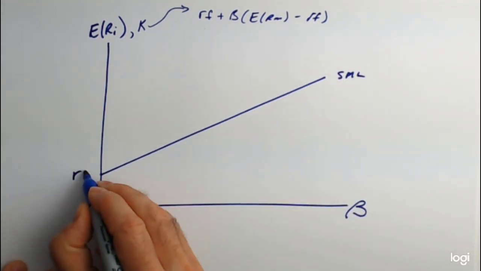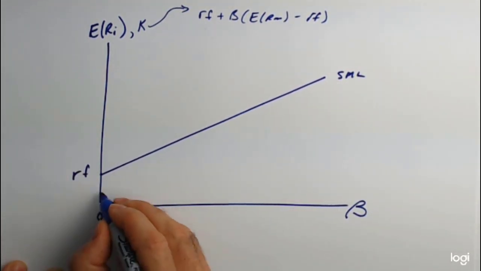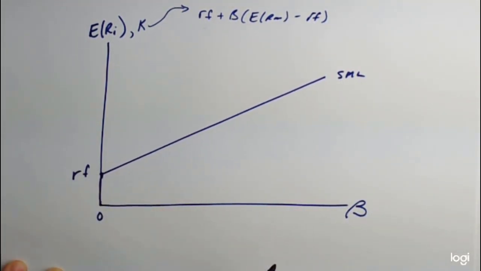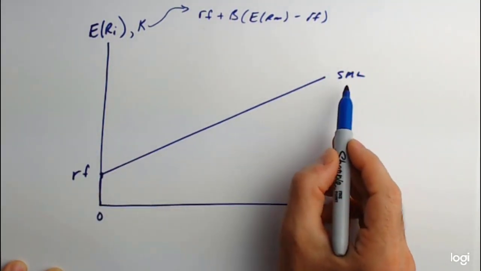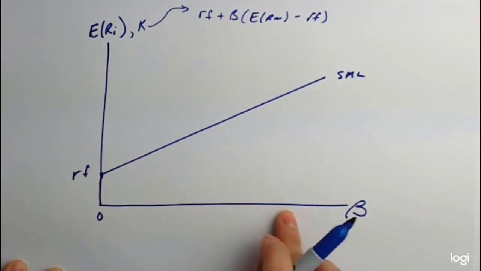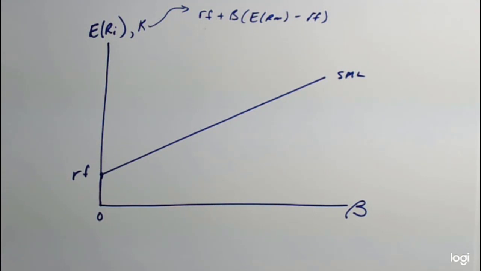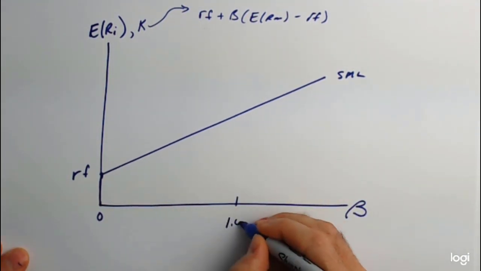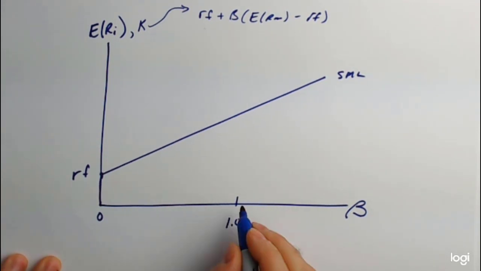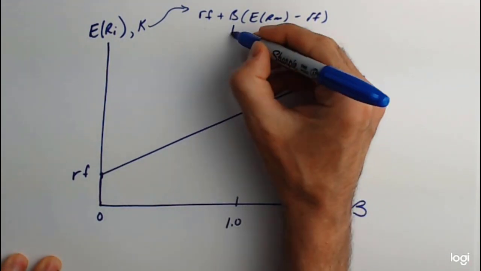This is the risk-free rate, zero risk. You earn the risk-free rate, and then you earn a risk premium for anything higher, any more risk than zero. And you're up along this line. Now, if you look at the stock market as a whole, the stock market as a whole has a beta of 1. And so we'd put a beta of 1 right here.